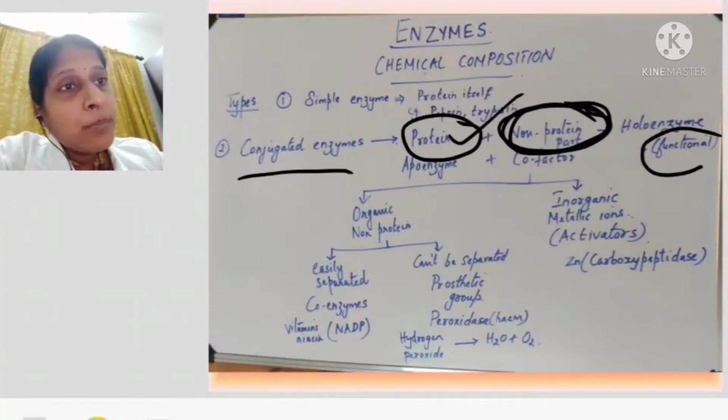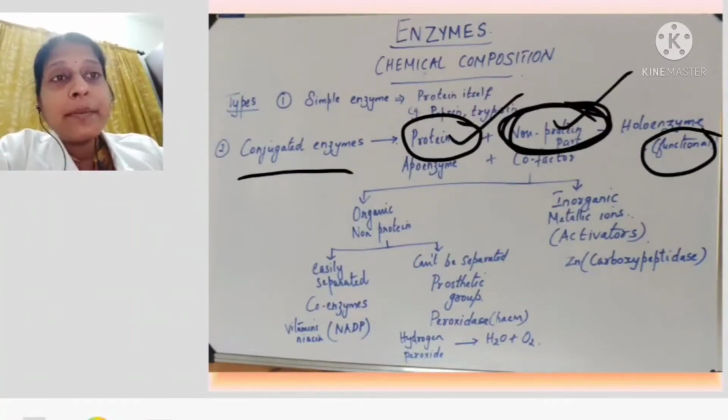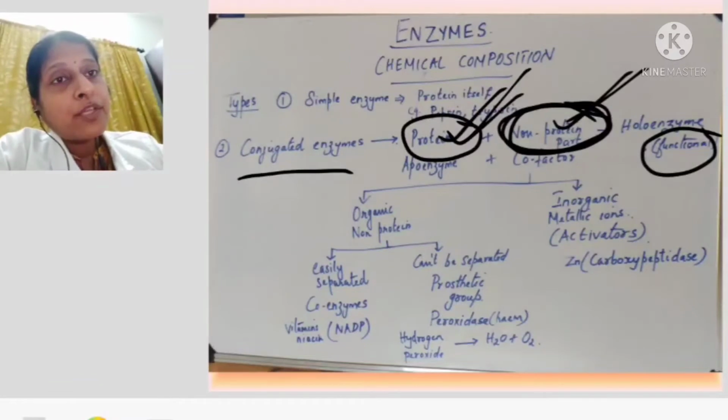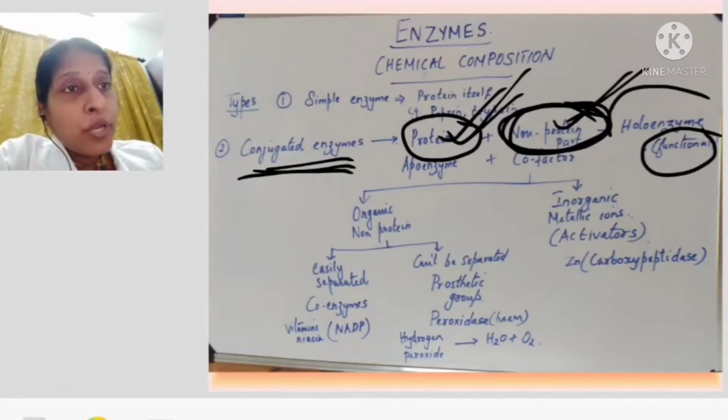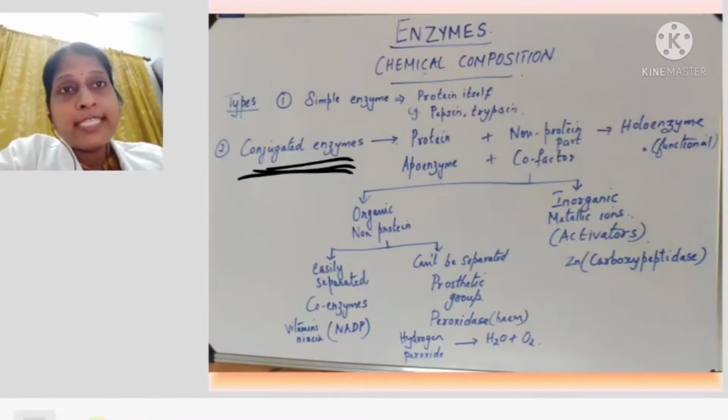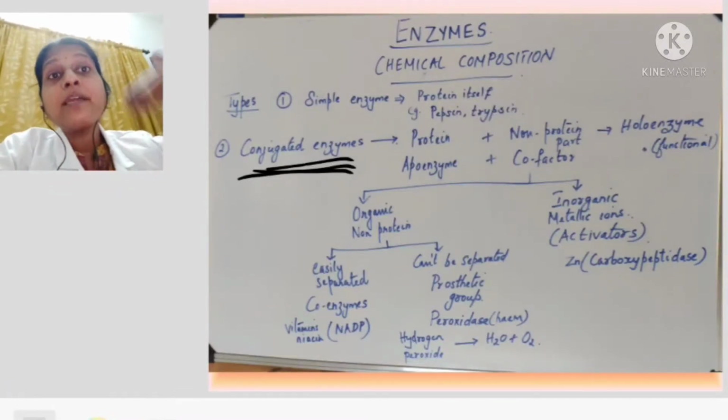So when does it become functional? Only when the non-protein part is also present will this protein work like an enzyme. So this non-protein and protein part of the conjugated enzyme together we call as what? Holoenzyme. What do we call them? Holoenzyme. Then only the enzyme becomes functional.